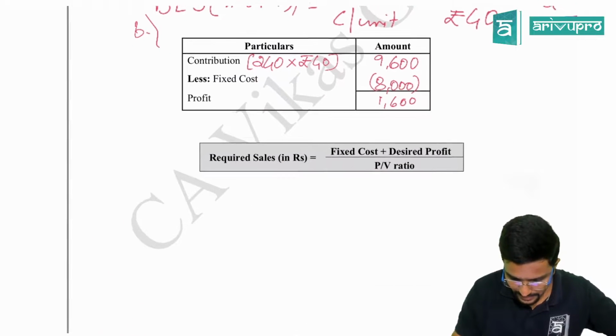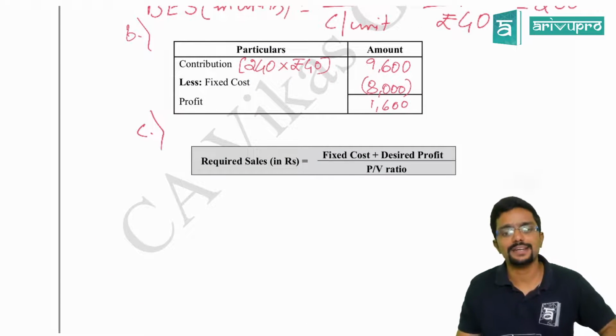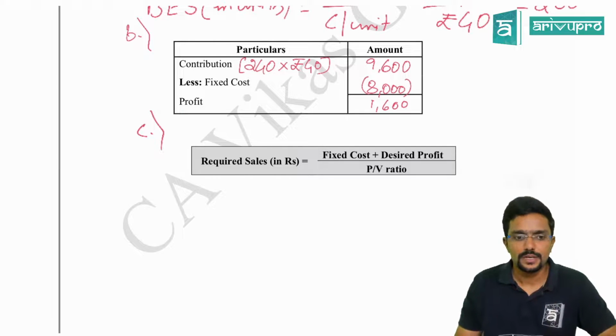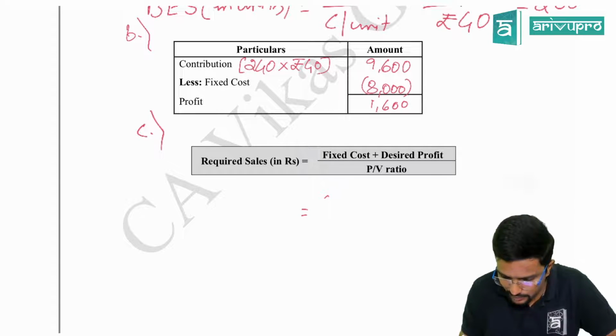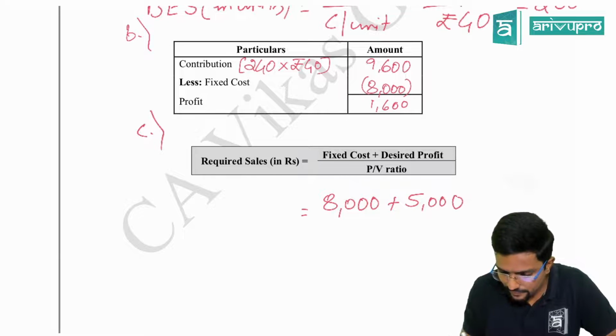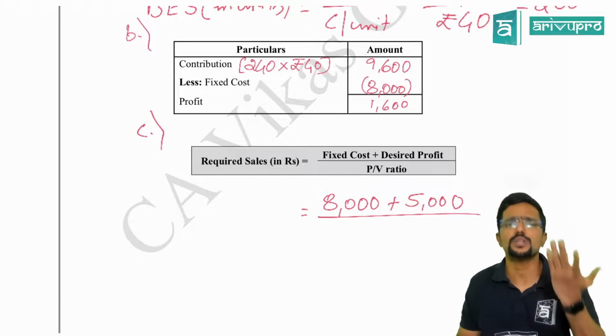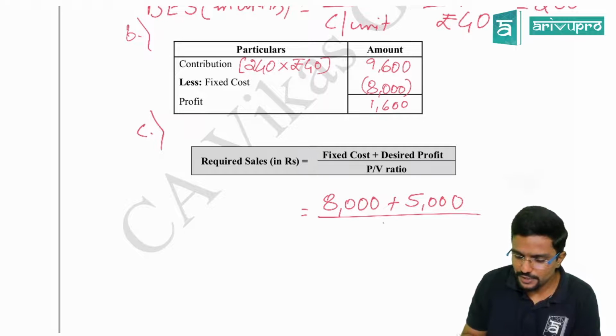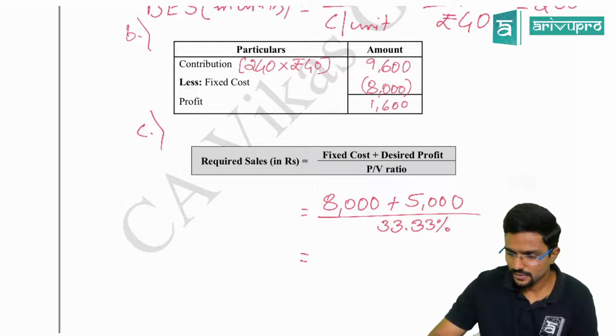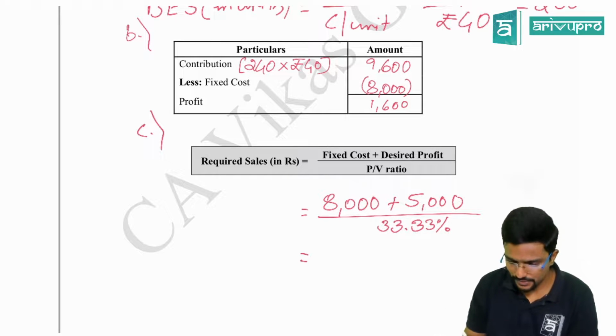Requirement C. So required sales, that means how much sales I have to make, is equal to fixed cost plus desired profit divided by PV ratio. Fixed cost we know, 8,000, plus company wants to make 5,000 profit. The total of the numerator is nothing but total contribution, 8 plus 5, divided by PV ratio, which is 33.33, or else you can also take 1 by 3. So 13,000 divided by 33.33 percent is 39,000 approximately.